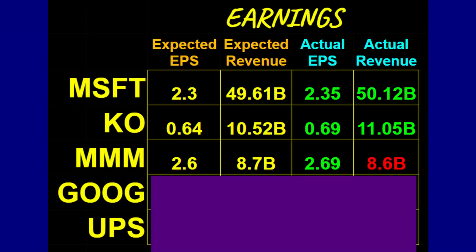Now 3M. 3M was a mix. They beat on earnings per share but missed on revenue. They expected their earnings per share to come in at $2.60. They actually came in at $2.69. And their expected revenue was $8.7 billion. They came in just shy at $8.6 billion.